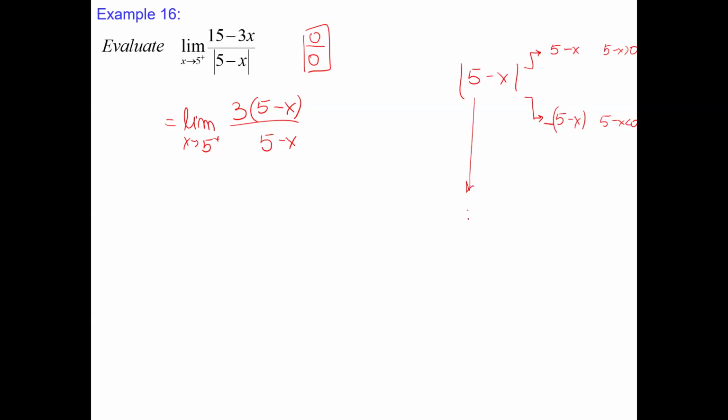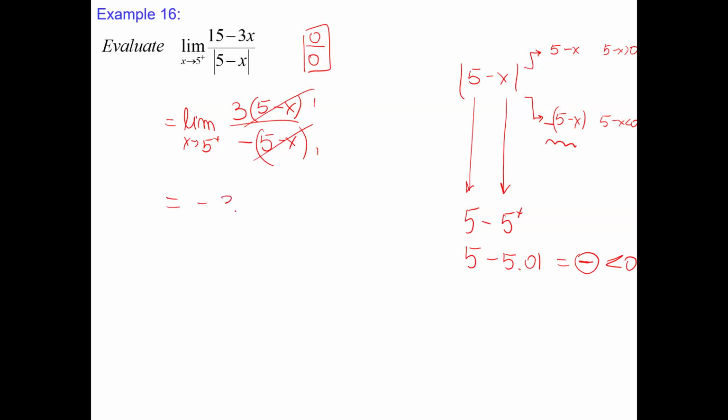Okay, let's check. This is 5 from the right-hand side, like 5.01. 5 minus 5.01 is actually a negative number, less than 0. Okay, that means this is that case. I will put the extra negative. Then cancelling out the common factor, the final answer is -3. Please notice, even if x approaches the number 5 from the right-hand side, still the answer is negative, because sometimes we tend to think that the answer should be positive.